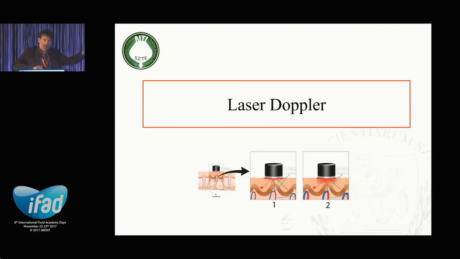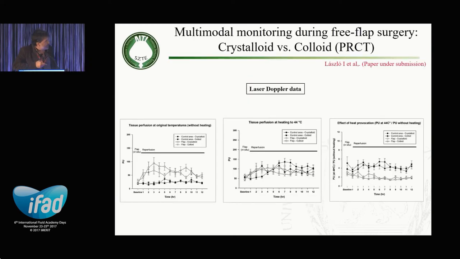So we measured microcirculation with laser Doppler. We put one probe on the control site anywhere on the body, and another one on the flap, the free flap. And this is the data, crystalloid and colloid in the normal area and crystalloid and colloid on the flap. You can see that there's no difference whatsoever in the microcirculatory perfusion between the crystalloid and colloid groups. In the flap there is no difference either, but because it is denervated, the perfusion increases.